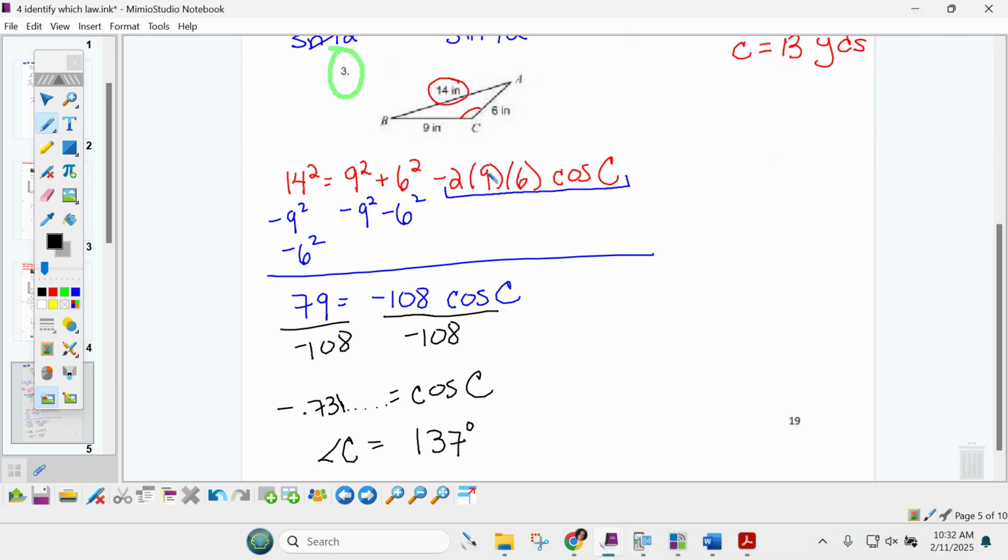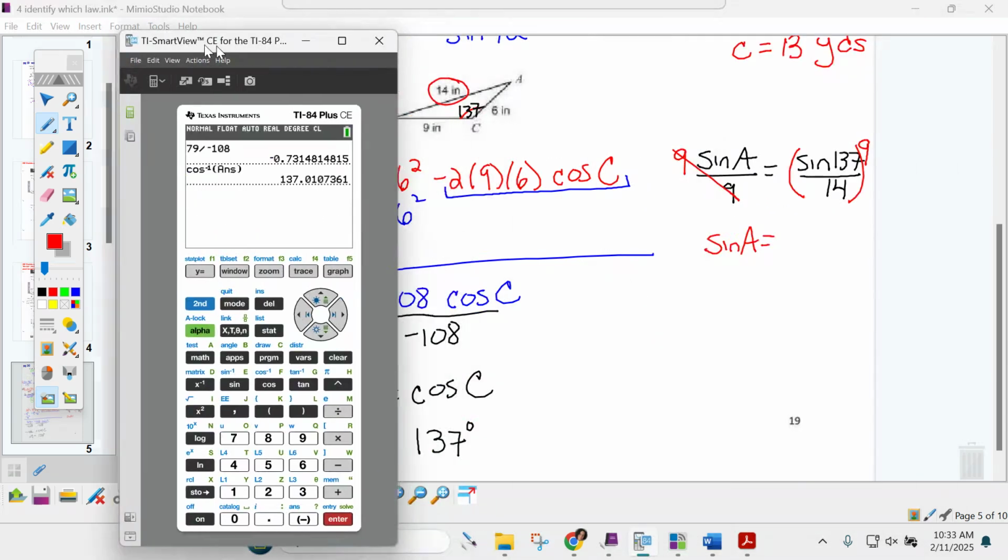Now that I have an angle side pair with this 137, we can use law of sines to find either angle A or angle B. Let's find angle A. So we got sine of A over 9 equals the sine of 137 over 14. I'm not going to cross multiply. I don't need to because 9 is the only value that has to move to the right-hand side. My variable is here in the numerator. So I'm going to type all of this in to my calculator.